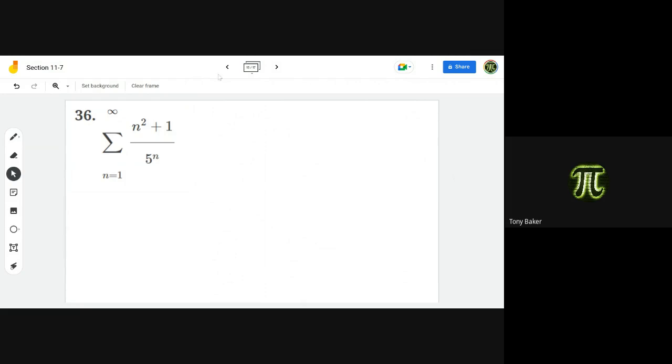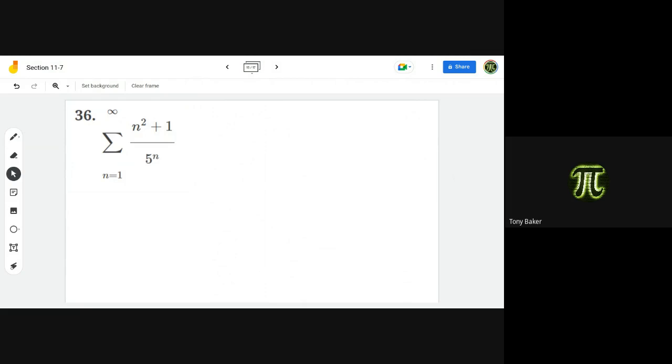So remember, if they were all raised to the nth power, we could use the root test. But this one, I have a mixture of them. So I can't really use the geometric series because I don't have everything raised to the nth power. The geometric series and the root test kind of do very similar things. The root test will solve the more complex problems. I can't do a P series because of the 5 to the n.